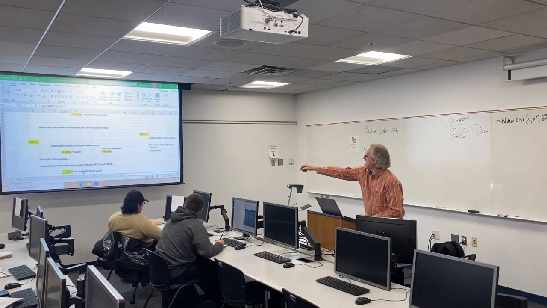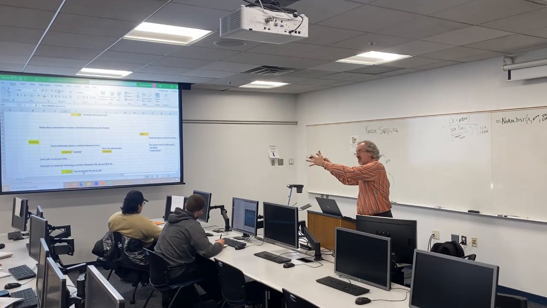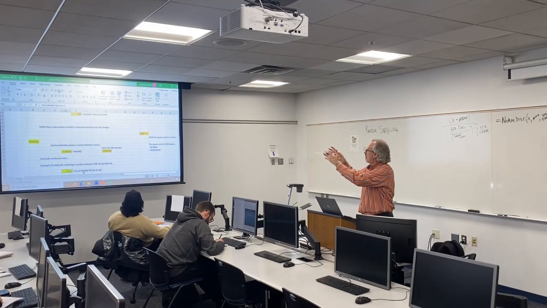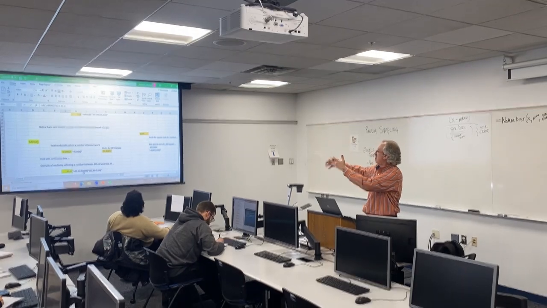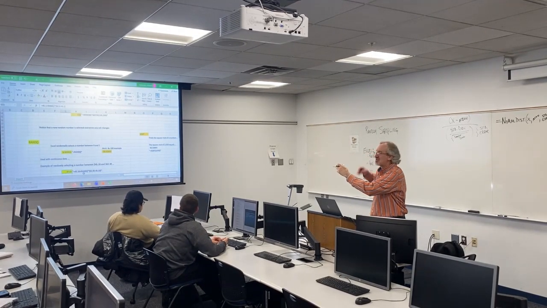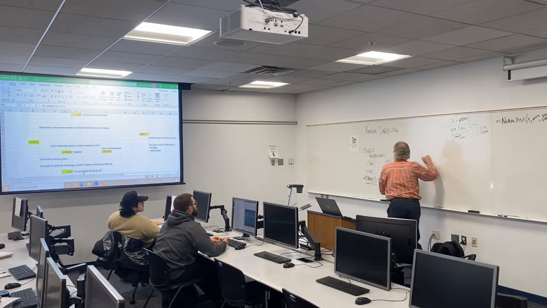You multiply it times the full range that you think this cost could be. Material is going to be somewhere between 45.10 and 62.30. What's that range? It's $17.20. Here it is, $17.20.